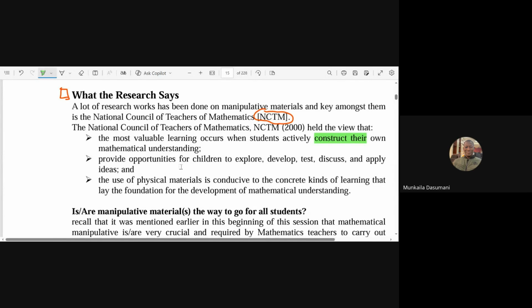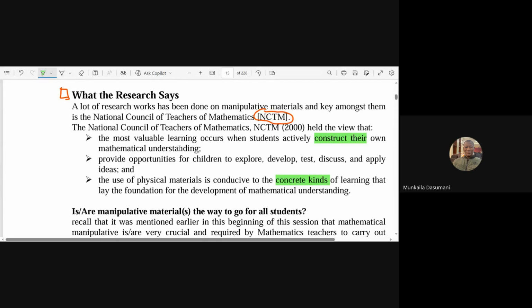And then finally, it's also physical materials. The use of physical materials, like manipulatives, is more conducive to the concrete kinds of learning, because you are going to feel it, you are going to touch it, so it makes the learning more concrete in nature. And once you have the concrete understanding of the concept you are learning, then when you want to learn it abstractly, it becomes so easy for you to grasp the concept. So that is what the research says.